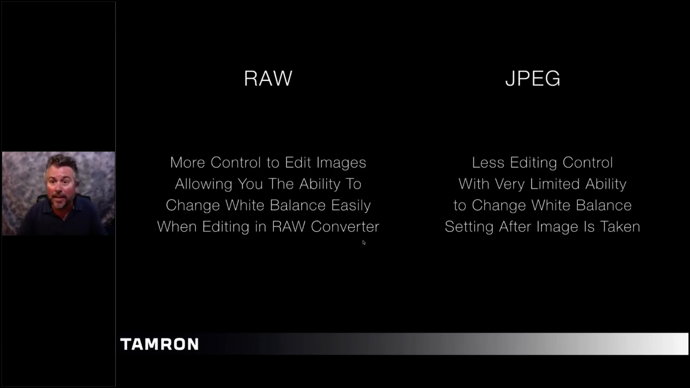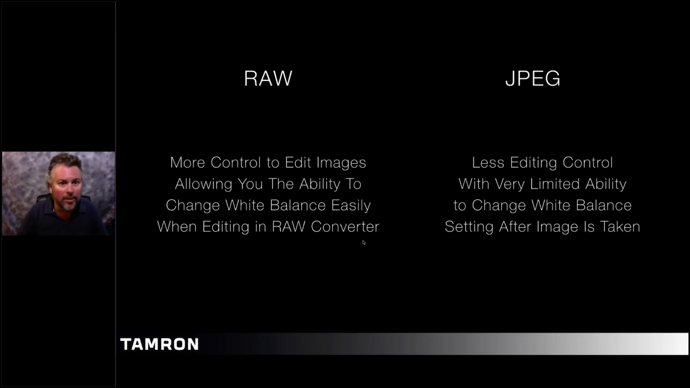Now, I know some of you are watching this and you're going, well, I shoot in RAW and I don't have to worry about white balance. And yeah, technically you are correct about that. The difference when it comes to white balance is with the JPEG, you have less editing control, with very limited ability to change white balance settings after the image is taken, because it embeds all that information. That's what happens with JPEGs. It takes density, it takes light, it takes color, and embeds it into the photograph, and your ability to change is very, very limited. Where in RAW, think of it, it's a raw file.